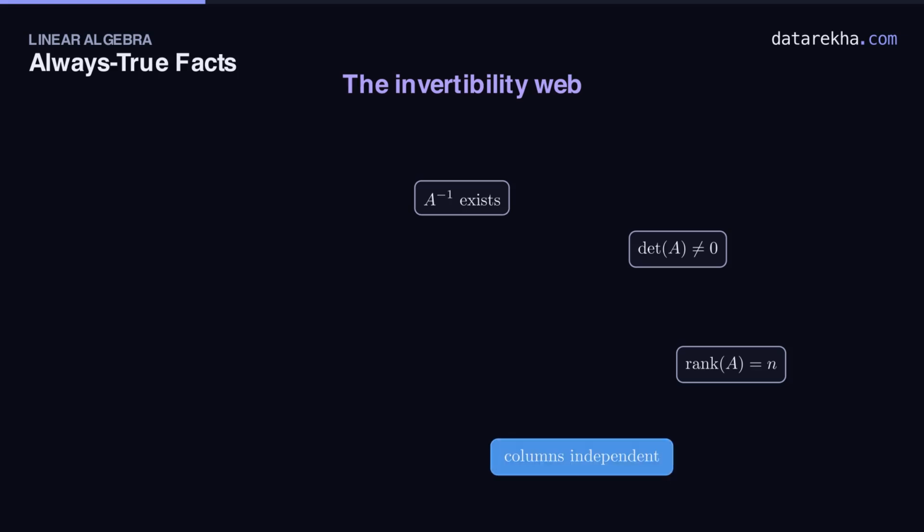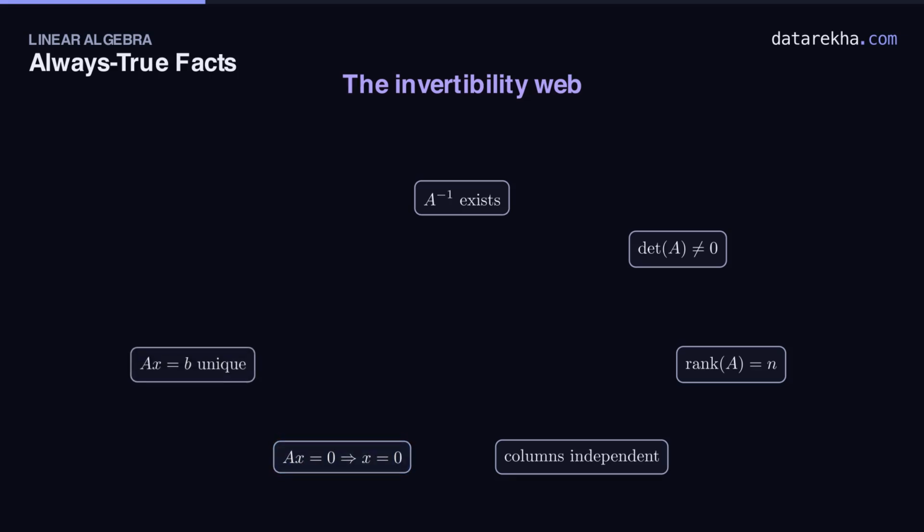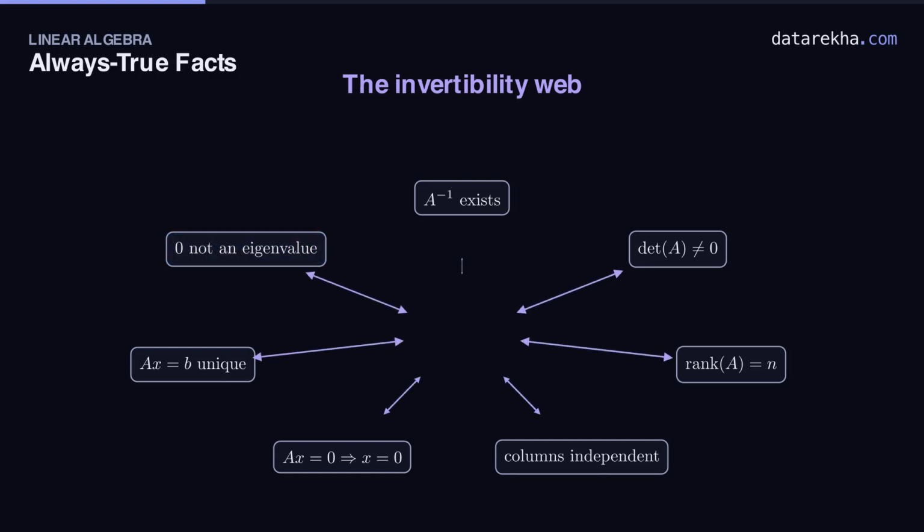4. Its columns are linearly independent. None is a combination of the others. 5. The only vector A sends to 0 is 0 itself. 6. For every right-hand side B, the system AX equals B has exactly one solution. And 7. 0 is not an eigenvalue of A. Now watch what ties them together.